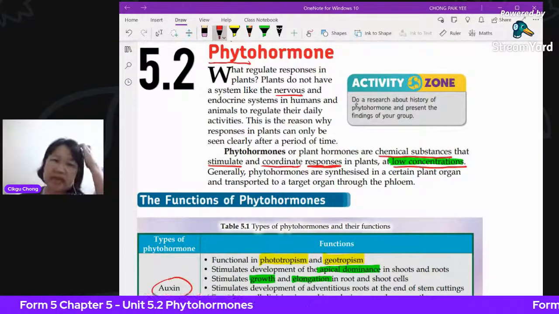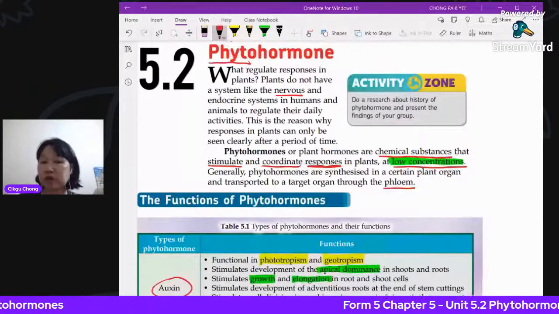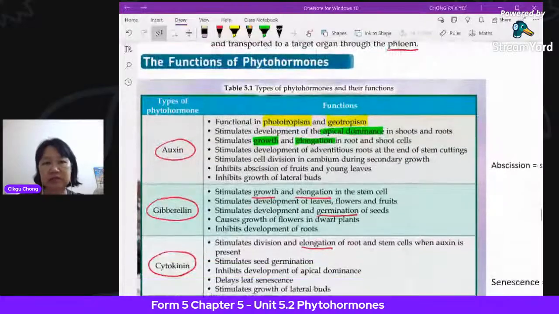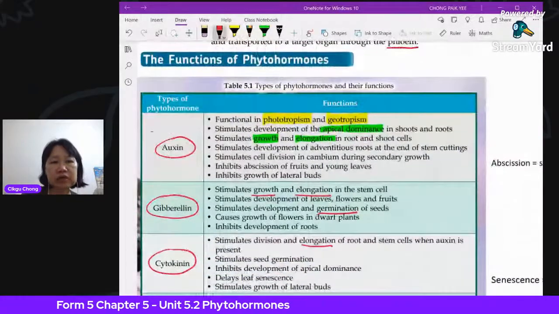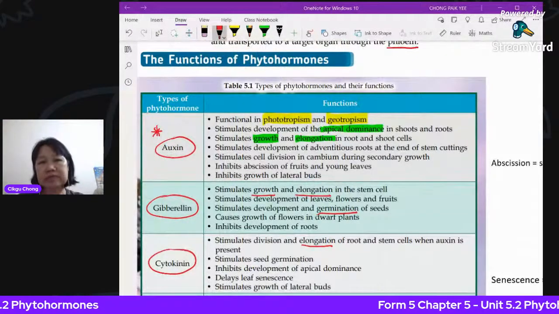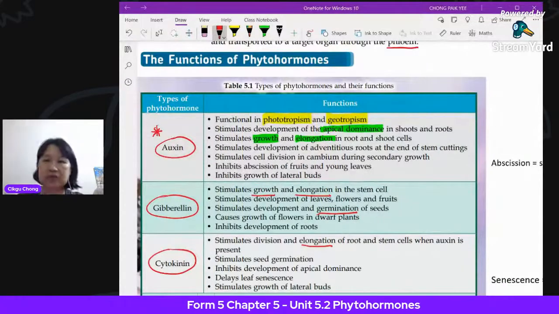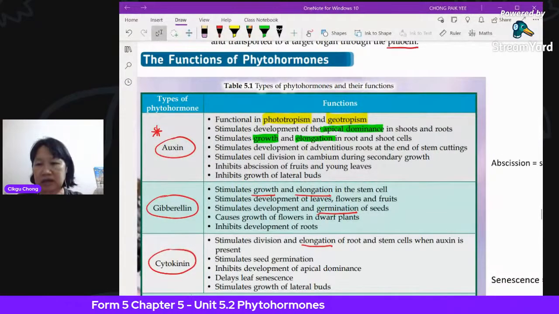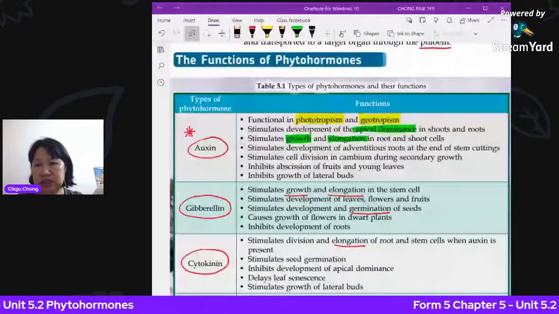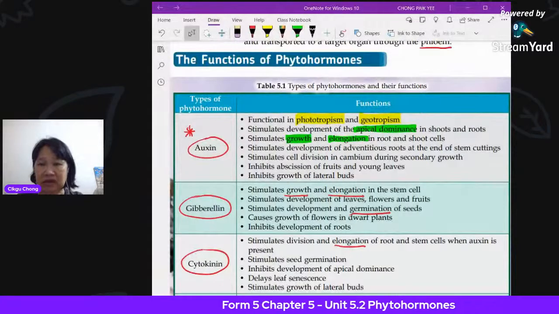Now let's look at five different hormones. I want you to remember five different hormones. Out of the five, the most important is the first one, auxin. Because the auxin is the one which explains your tropism, the phototropism and geotropism. That one we will see later. Okay, so at the moment, are there any questions on that? Yun Chi, I see Yun Chi, Pei San and Wei Li Chi.